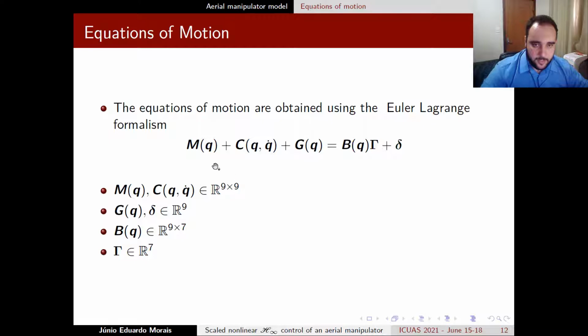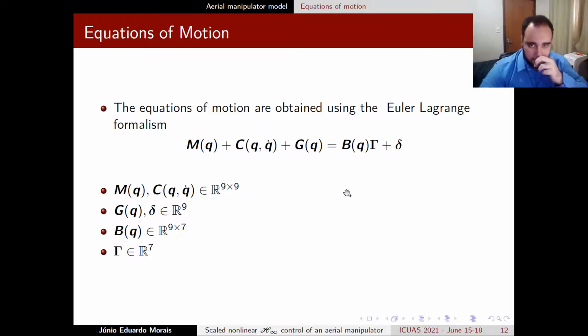In this case, as we have a system with 9 degrees of freedom, the square matrices, that is the inertial matrix M of Q and the Coriolis matrix, would belong to the real space of 9 by 9 matrices, and the vector G of Q, that is the gravitational forces vector, and delta, that represents the total effect of disturbances acting on the system, would have 9 elements.